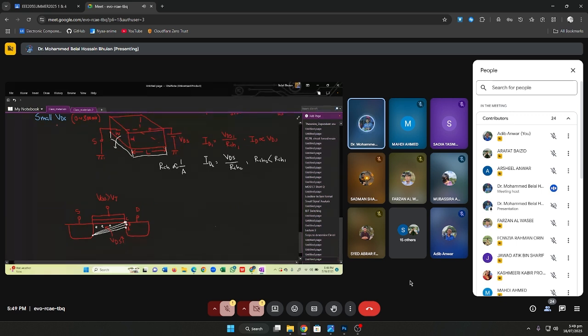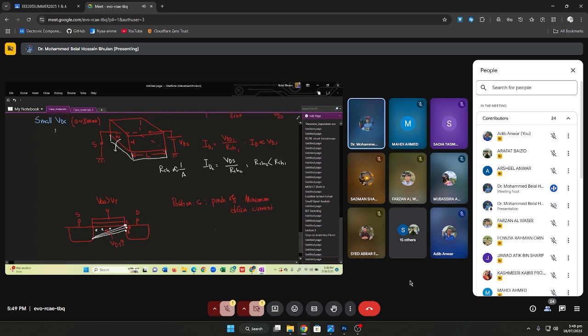This region is called pinch off. The position C, the pinch off region, and the maximum drain current. This is the maximum drain current that could happen.